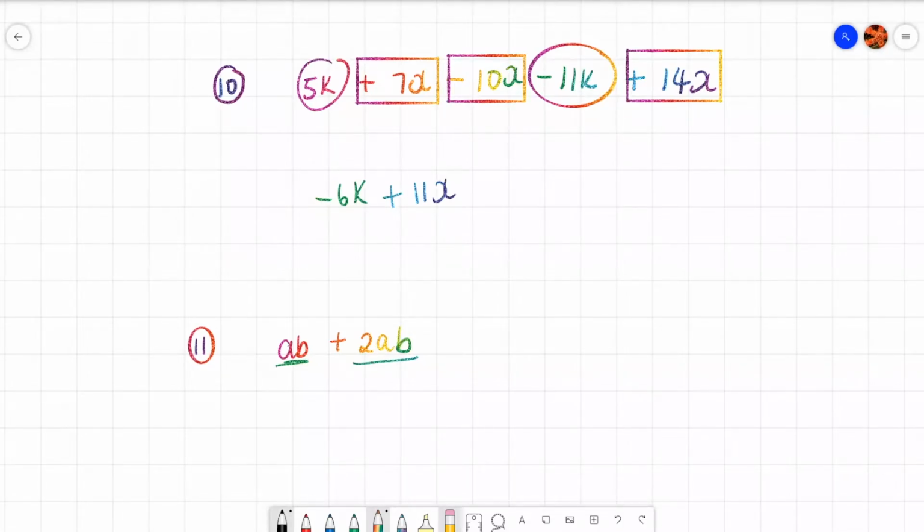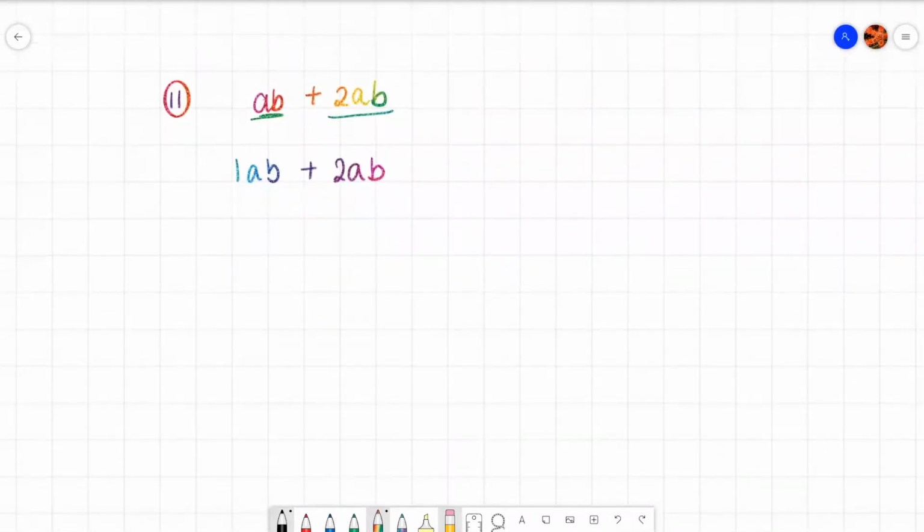What you could think of this as is, what invisible number is in front of the AB? It's 1, isn't it? Because we don't write the 1. So I've got 1AB plus 2AB, and that might make it slightly easier for you to have a look at. 1AB plus another 2AB is 3AB, and that is your final answer. Let's have a look at another one like this.